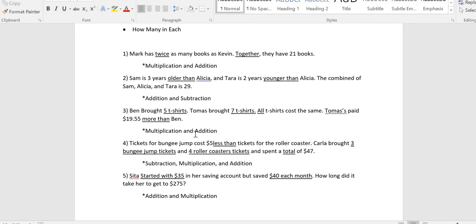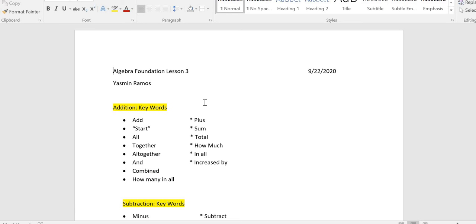So the first person here, first things first, I really looked to see if you were organizing your notes by including the lesson number or the lesson topic. So Algebra Foundation Lesson 3 is good. Maybe in the future I would include the unit number. We're in Unit 1 right now.